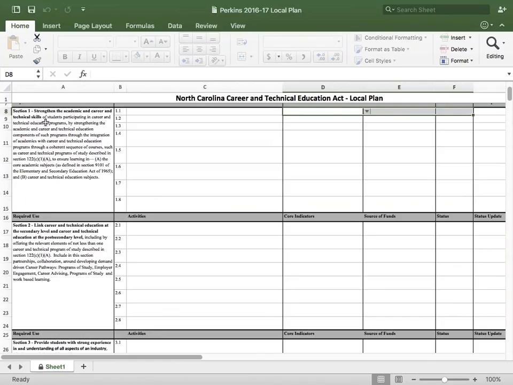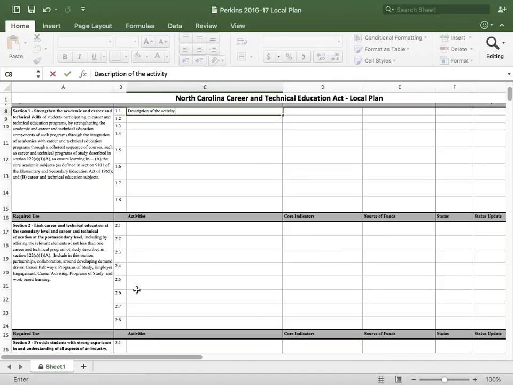And so what you're going to do for strengthening academic and career and technical skills, you're going to come over here and provide us with a description of the activity. And keep in mind that this needs to be something that you can measure. So if you are planning to do a program review like the example I gave earlier for automotive, you would put in a description of that process.